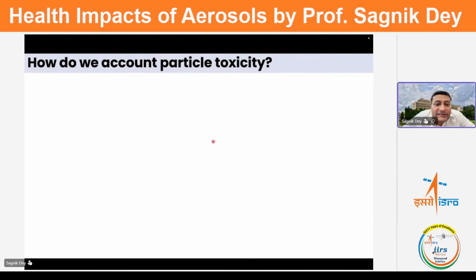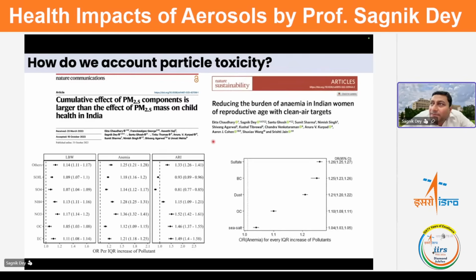I mentioned particle toxicity. So this is just one example to show that we looked into a range of outcomes. The right one is for anemia, the left one for three child health outcomes, as I mentioned: child anemia, acute respiratory infection, and low birth weight. In both cases, you can see that exposure to different types of PM 2.5, like elemental carbon, organic carbon, nitrate, ammonium, sulfate, gives different risks, which tells us that the risk is not uniform across the composition.